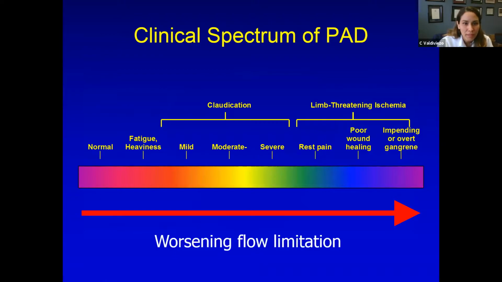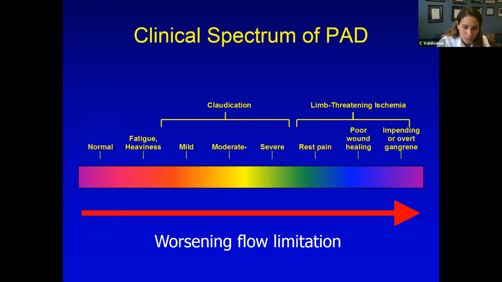The clinical spectrum of PAD, of course, is very wide. Initially, starting off with normal, there's no flow limitation at all, and there will be no symptoms. As there is increasing flow limitation, you may start with just some fatigue and heaviness, with slowly progressing symptoms to mild, moderate, and progressively worsening to severe claudication. Beyond the symptoms of claudication, when stenosis really gets worse, you can have limb-threatening ischemia and rest pain, which may also be manifested by poor wound healing, and then impending or overt gangrene.